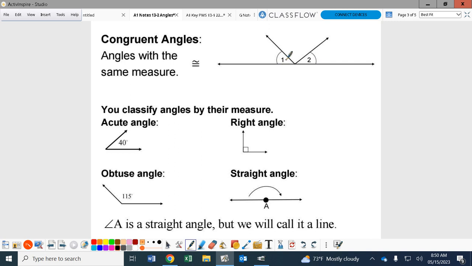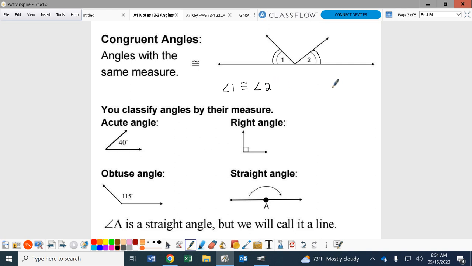Instead of the little tick marks, sometimes they have one each. If I added another one over here and another one over here, they would still be congruent because now they have two each. It doesn't matter how many they have. They can have one each, two each, three each. As long as they match, that means they're congruent to each other. In that case, that means the angle 1 would be congruent to angle 2.